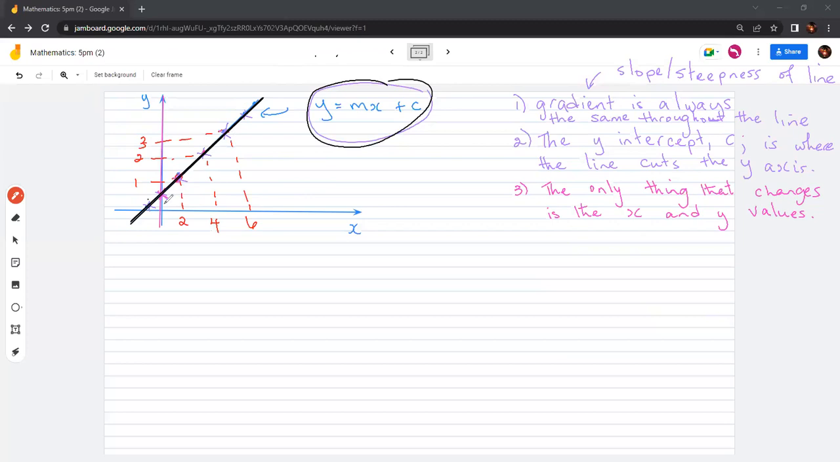So if I were to be here, my gradient is the same as if I move to here. If I move to here, my gradient is the same as if I move to here. Your gradient is the same throughout. Hence the reason when you find the equation of a line and you have the gradient, it's going to be for the entire line.